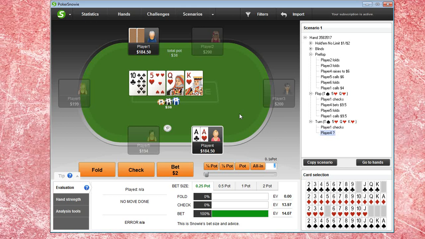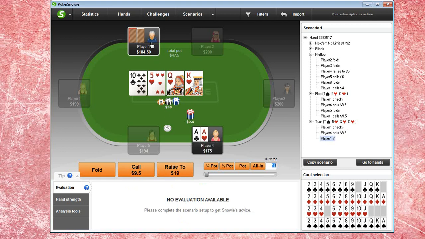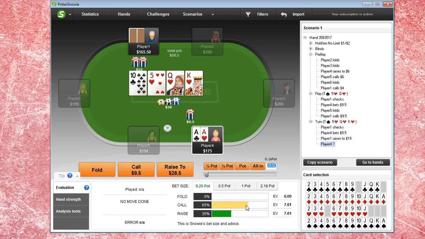Let's say we bet quarter pot. Now let's say he raises. I want to see if Snowy says we should fold. No, interestingly enough, Snowy still wants us to call. Well, I could understand that, okay? Because we still do have the nut flush draw if another heart comes out. So let's call it.